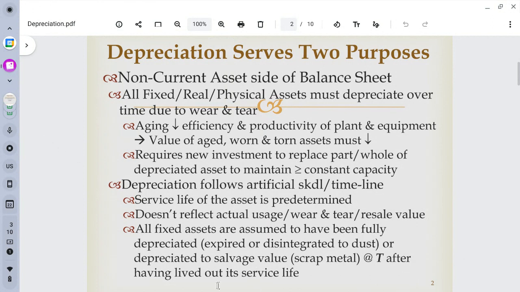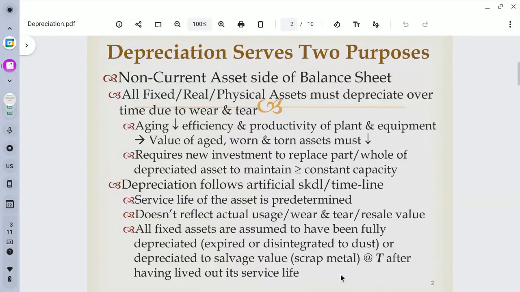So if the asset has lived out its service life, it should turn into nothing but scrap metal, right? You can compare it to your shoes. If you have a pair of shoes, and if they have been well used, what would they turn into? It would turn into nothing but a rag, right? That's for a pair of shoes. That's a life well lived, isn't it? It served its purpose and expired.